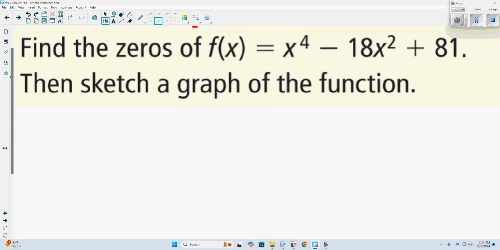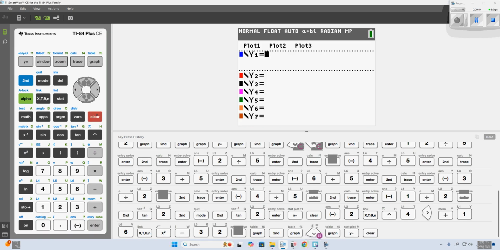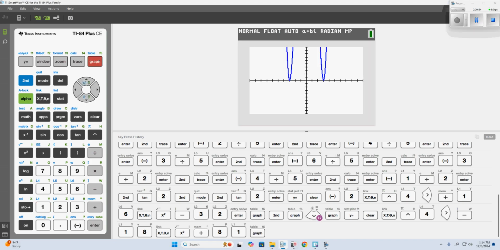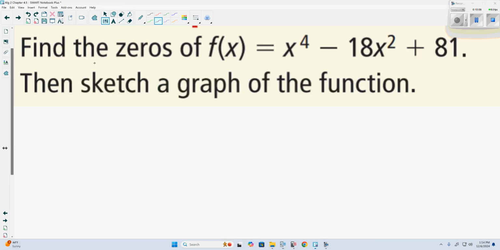So let's look at the next one here. x to the 4th minus 18x squared plus 81. I'm just going to grab the calculator. x to the 4th minus 18x squared plus 81. We have this here, yes? We see it comes down, it hits the x-axis and goes back up. And the two places it hits the x-axis are what? Negative 3 and 3, yes? So, again, we don't have a good way to solve fourth degree polynomial functions.